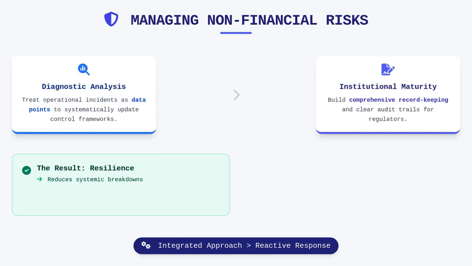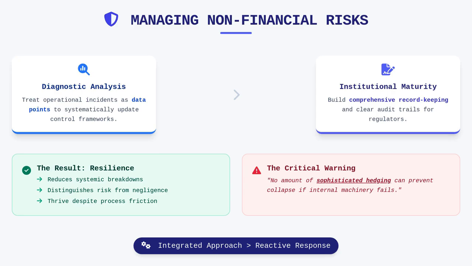This rigorous oversight reduces the likelihood of systemic breakdowns and helps clarify the boundaries between risky but valid business activity and negligent behavior. Consistency in applying these frameworks is the hallmark of a resilient institution that can thrive even when individual processes encounter friction. If you neglect these structural pillars, no amount of sophisticated hedging or market analysis will prevent a collapse when the internal machinery inevitably encounters stress.